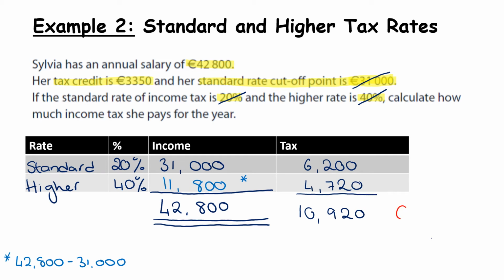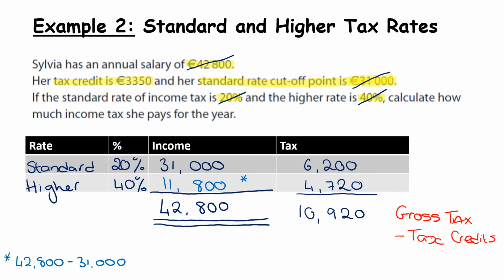That gives me gross tax. Okay, so that's my gross tax. So I've used the annual salary. Okay, so does Sylvia have to pay all of that tax? So does she have to pay 10,920? And the answer is no. It can be reduced by using her tax credits.